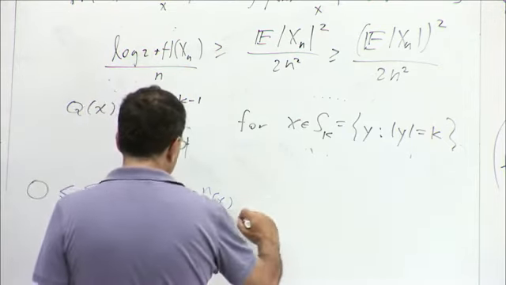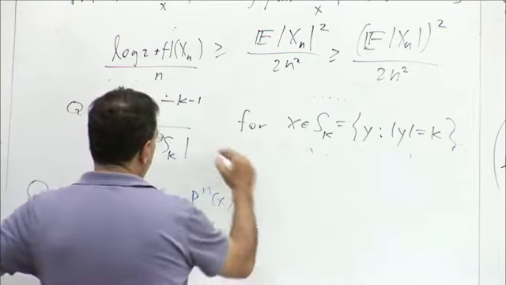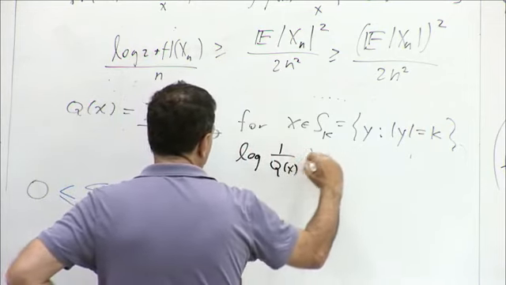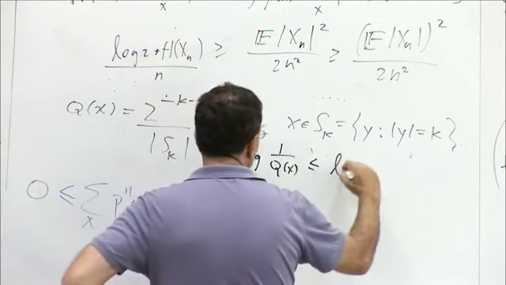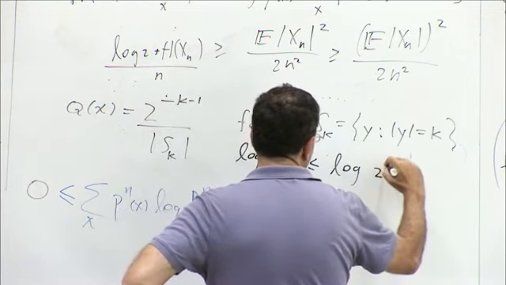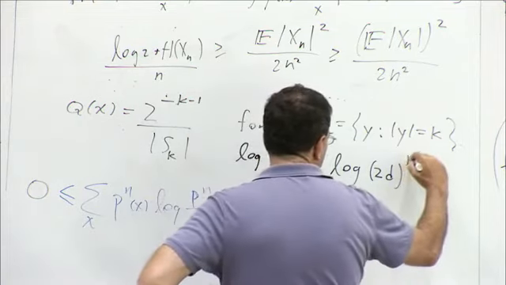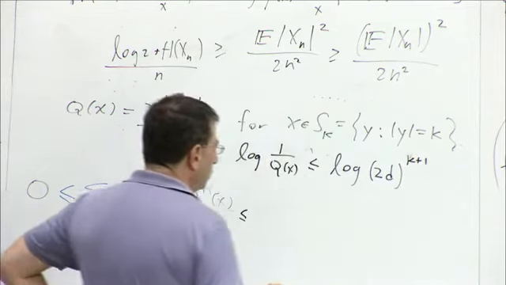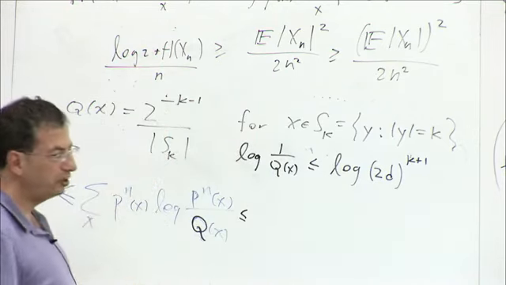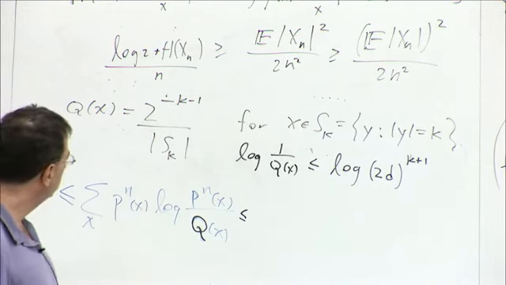What can we say about this? So you see here log 1 over Q of x is certainly less than log of 2 to the power k plus 1. I'm going to use d for the number of generators. So the size of the sphere is certainly at most d to the k.